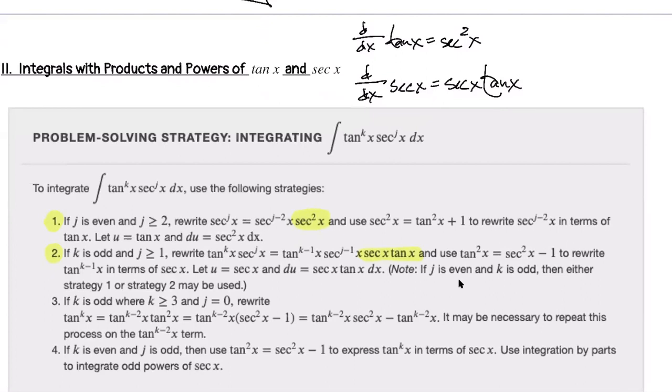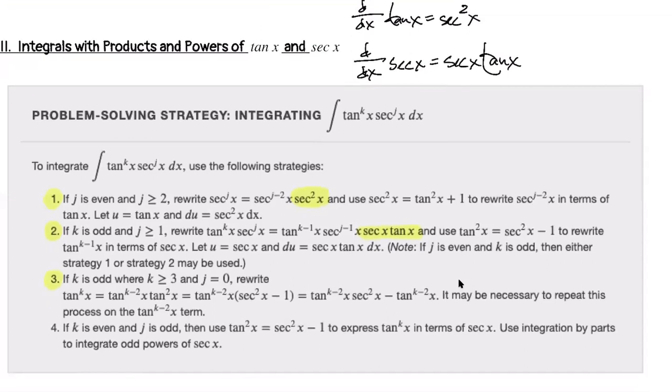Okay, so the only reason it looks maybe more complicated than the sine and cosine is because the derivatives for tangent and secant are not as straightforward as the derivatives for sine and cosine. Now, there is a case where k is odd and k is greater than 3 and j equals 0. This is more of a specialized case, but at the end, what we're trying to do is also look for a way to get it into a form where you can use u substitution, okay?